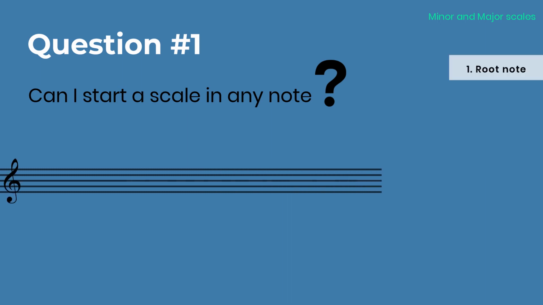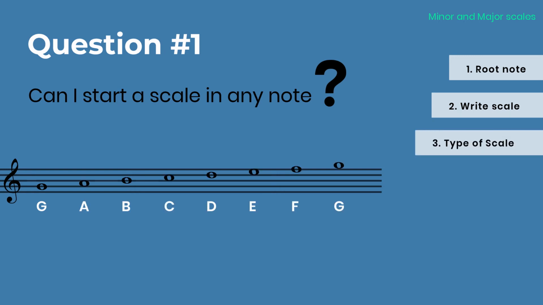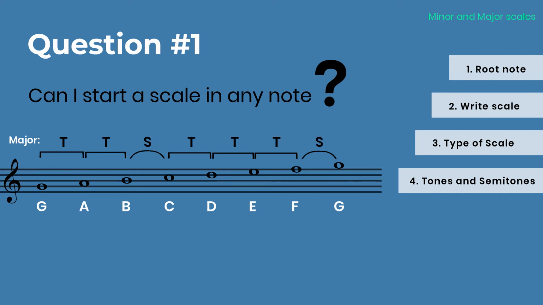Grab your root note. Write all the notes of the scale without repeating any letter. Choose the type of scale, minor or major. Use the semitones configuration of the chosen scale. Check whether the intervals are respecting the scale structure.